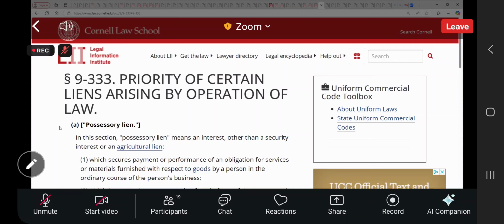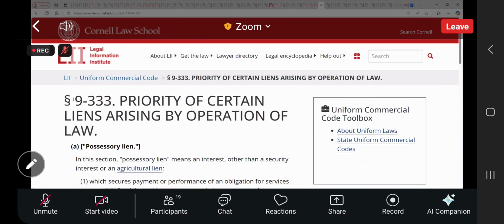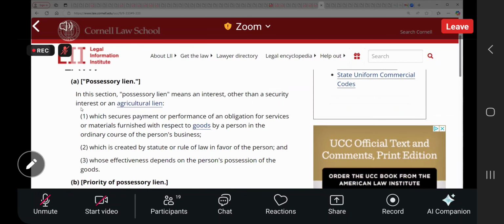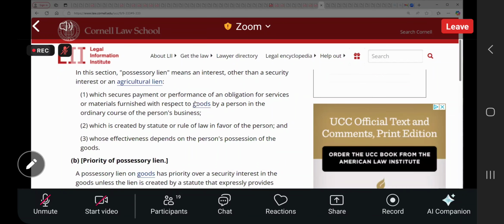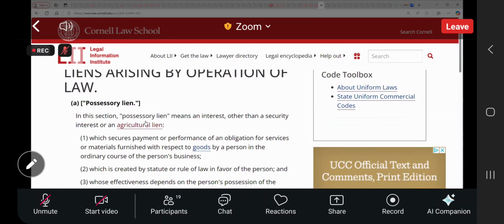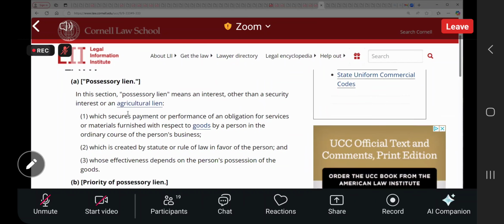People that know the powers of 369s already know anything dealing with these numbers carries a whole weight. Now, 9-333, 1: which secures payment or performance of an obligation for service. Don't the mortgage company provide a service for you? Anyone that provides a service for you falls under possessory lien. Or materials furnished with respect to the goods.